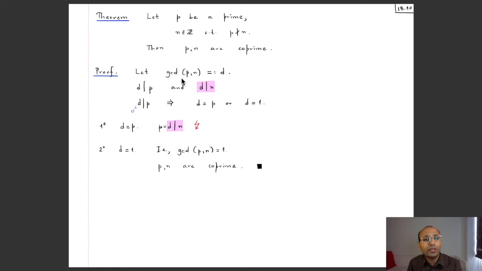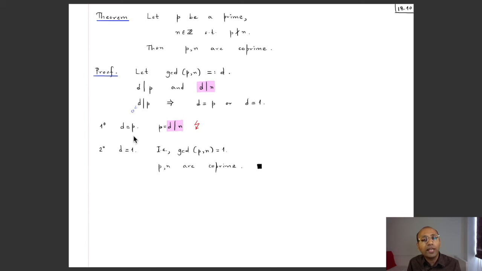So let's prove this. We know that p is an integer which is strictly bigger than 1, so it's not 0, and so the greatest common divisor of p and n exists, and let us call it d. Now since this is the greatest common divisor, it divides each of these numbers, so it divides p and it divides n. But now since this d, which is positive, being the GCD, is a positive divisor of p, and p being prime has only two positive divisors, which are 1 and p, this d has no choice but to be equal to p or equal to 1.